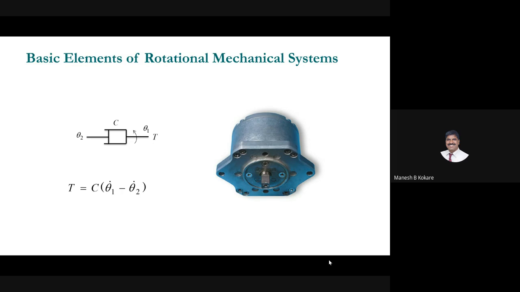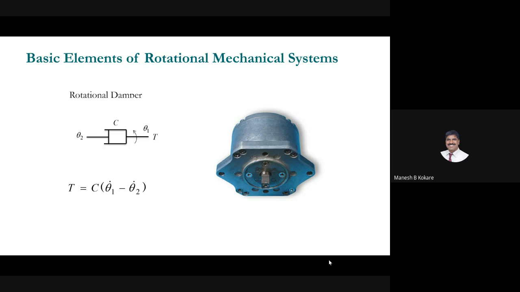So if this is one end of this rotational damper or dashpot, theta 1 will be the displacement at this end, and theta 2 is the displacement at this end. If you apply torque on this end, then the opposite torque offered by this rotational damper will be equal to what? Directly proportional to the angular velocity.